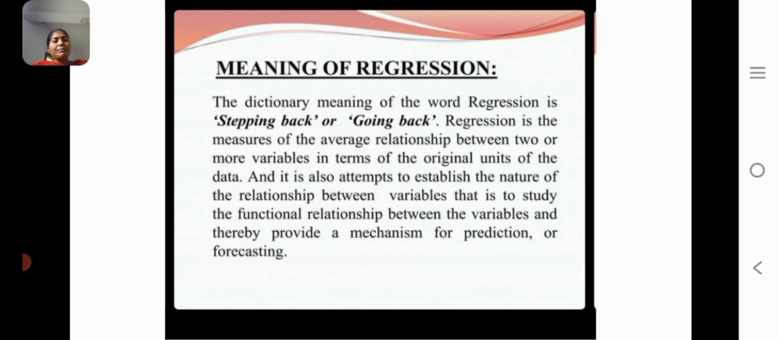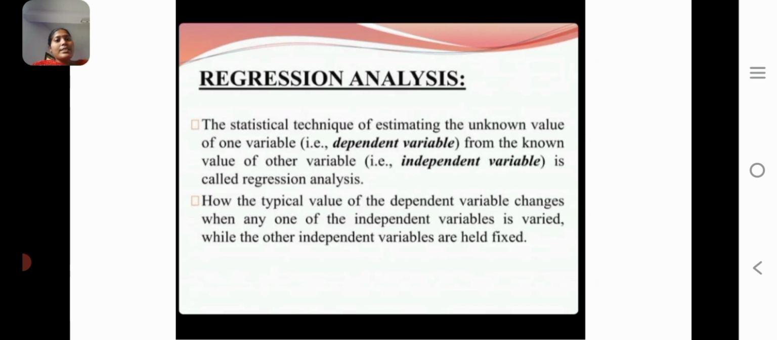Then we see what regression analysis is. It is a statistical technique to estimate the unknown value of one variable from the known value of another variable. The unknown variable is known as the dependent variable and the known variable is known as the independent variable.